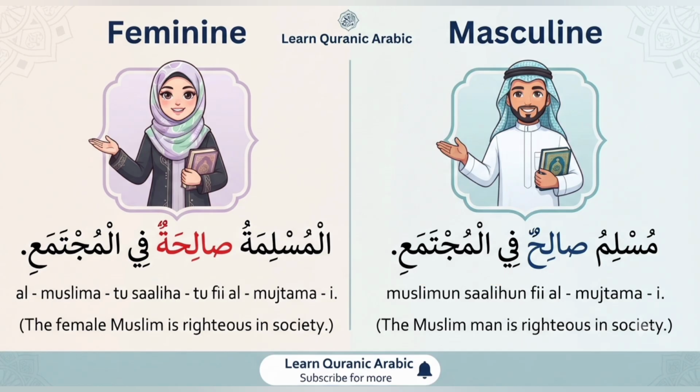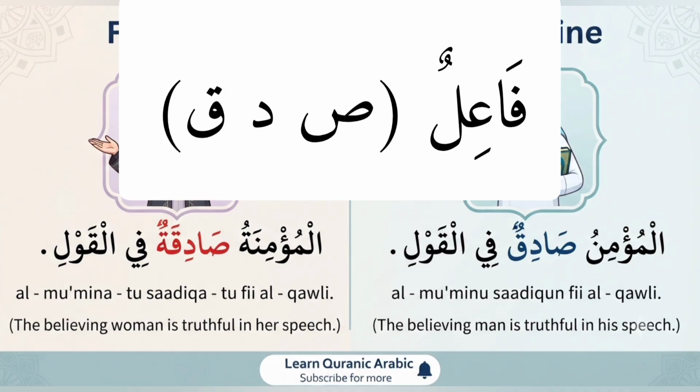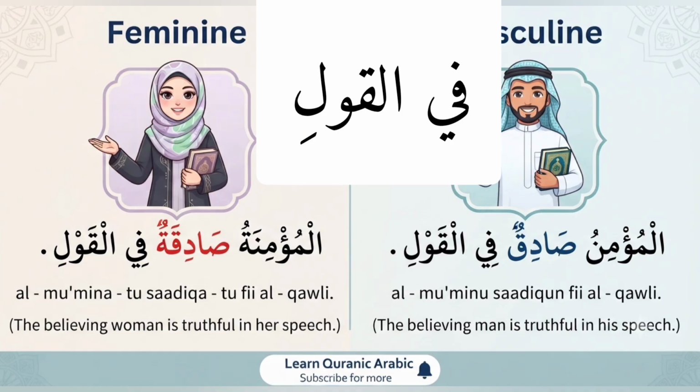Dear learners, if you do not know about prepositional phrase, please visit the lesson in the playlist. المؤمن صادق في القول. The believing man is truthful in the speech. المؤمنة صادقة في القول. The believing woman is truthful in the speech. صادق is made on the present participle pattern fa'ilun, from the root صاد دال قاف. في القول is a prepositional phrase because it takes a short vowel under the ending letter.